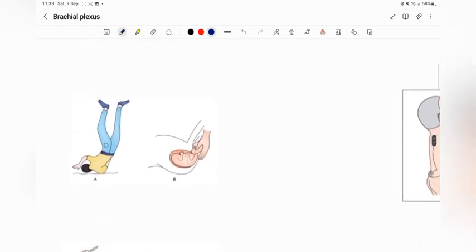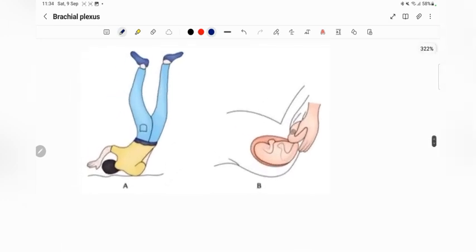Injury of the upper brachial plexus leading to excessive increase in the angle between the head and the shoulder can occur due to fall from a height, as is seen in this figure, or it can be due to traction of the arm and hyperextension of the neck, which usually happens during forceps delivery.